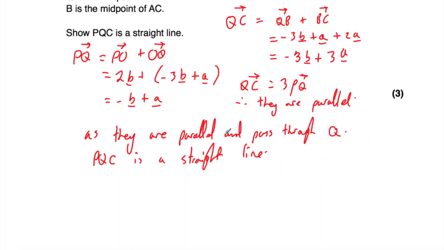So let's write that. I've written down, since they're parallel and they both pass through Q, then PQC is a straight line. And that's it. Okay, let's look at our next question.